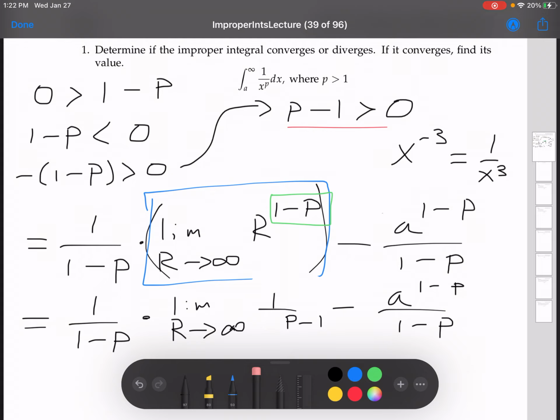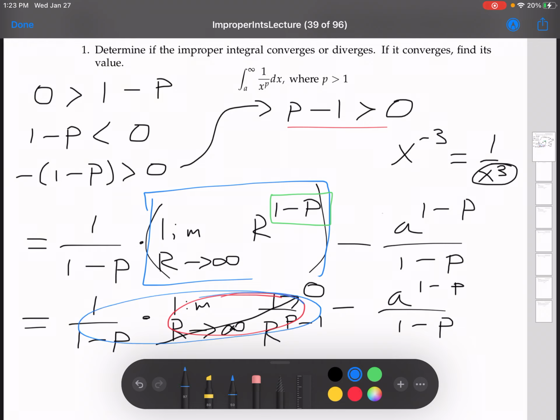I guess I don't like my r there. There we go. All right, so now think about what happens as r approaches infinity. As r approaches infinity, r to a positive exponent, like x cubed, right? That gets large, right? So this whole thing here goes to 0, and so this is all just 0 here. Anything times 0 is 0, so all of this is 0.